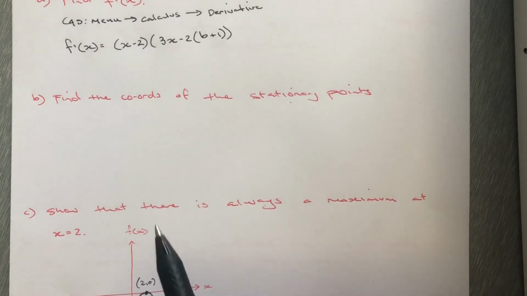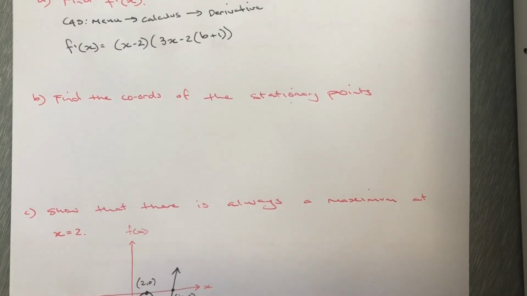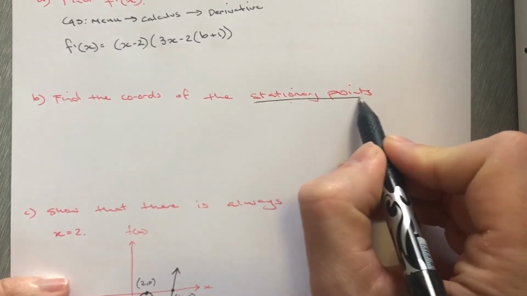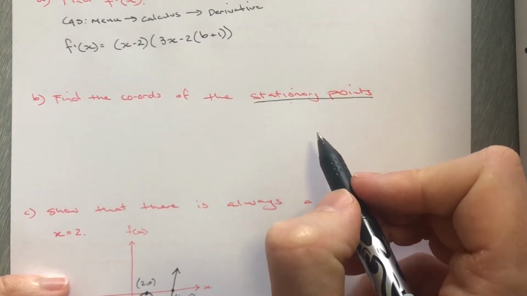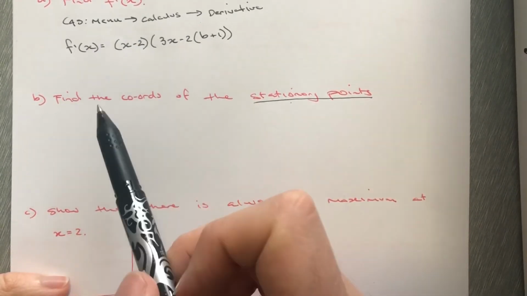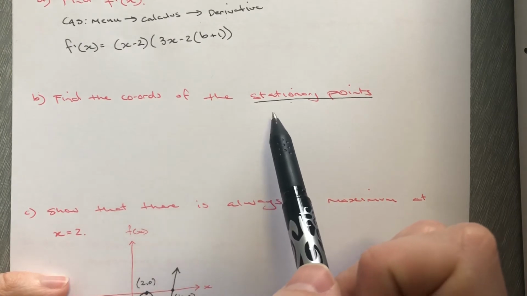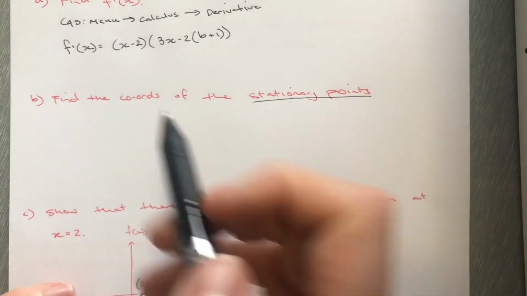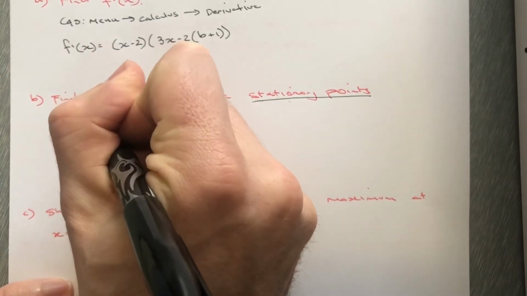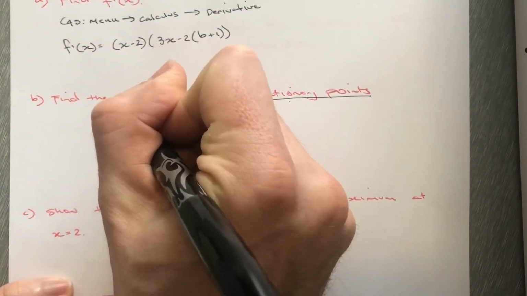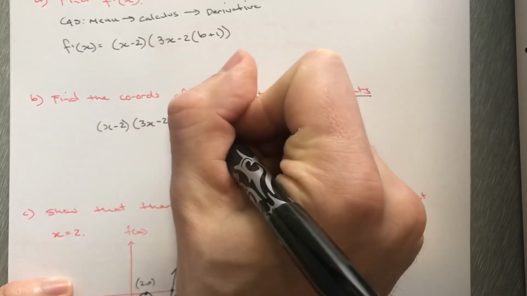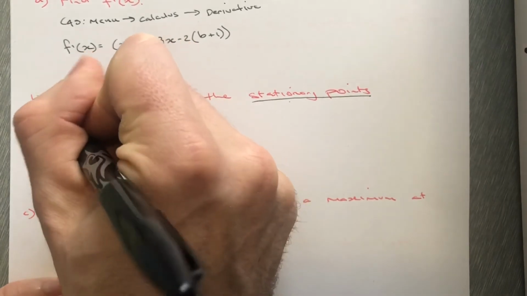Alright, now the next one, it's asked us to find the coordinates of the stationary points. Now hopefully if we remember, stationary point means that the gradient is 0. So we're going to have to use our gradient function, or derivative, same thing, to find where the gradient is 0. So, here's our rule for the gradient. We want the gradient to be 0.